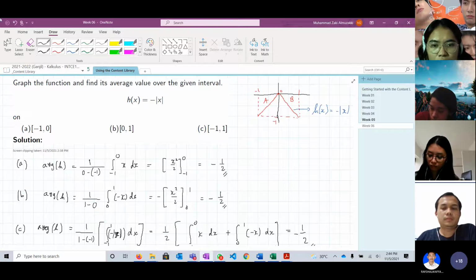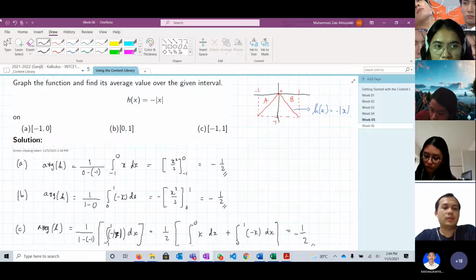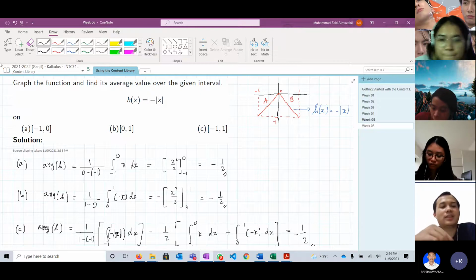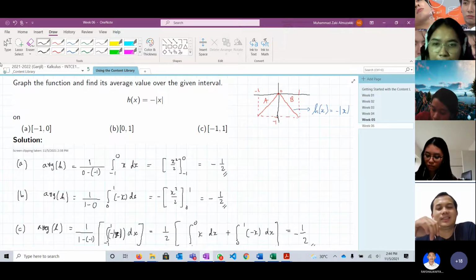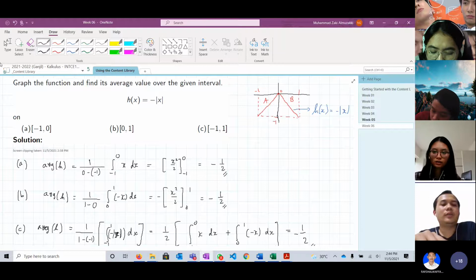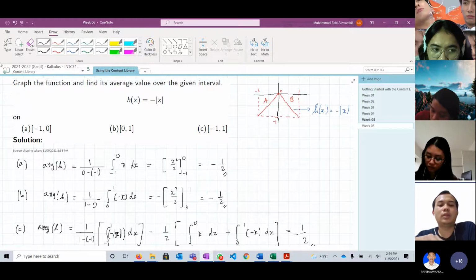Bukan, sir, itu maksudnya sir gambar buat apa, sir? No, because I draw the picture because in the question we are asked to graph the function. Graph the function. Berarti maksudnya function A, B, C atau cuma yang function ini, sir? The function over the given interval. So basically we have the interval from -1 to 0, 0 to 1, and from -1 to 1. So I can just combine them here.